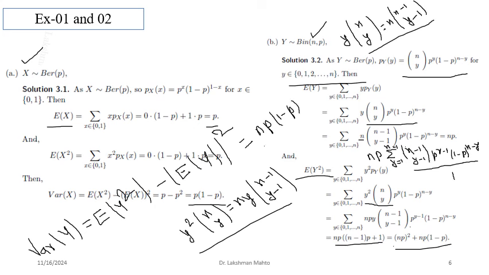How does it look? It is a generalization of the Bernoulli random variable. Bernoulli is having how many n? 1. Binomial is having n. That's why n is coming here. So this is the variance of the binomial random variable.